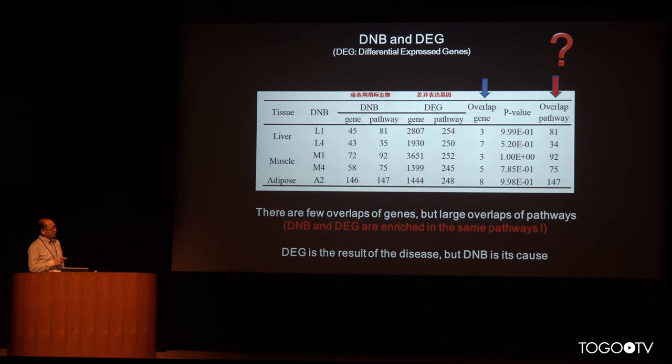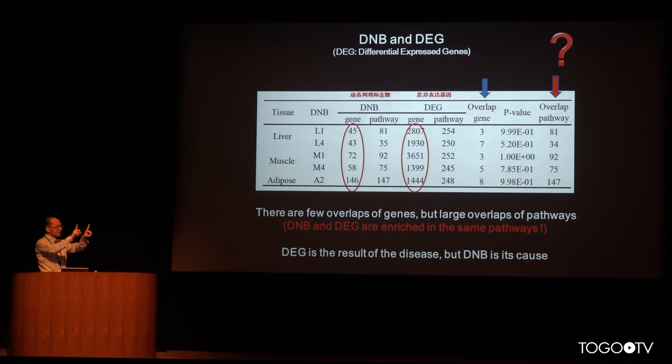We also checked the details a little bit for this case. For the DNB, we have 45 genes at the tipping point. If you consider traditional differentially expressed genes, traditionally we compare normal and diabetes. The differential genes are about 2,800, usually about 2,000 or 3,000 genes. They change their expressions because of the diabetes. But we found the overlap is very small, only 3. It's very small. But if we check the pathway, they have a very strong overlap, at the pathway level, not at the gene level.